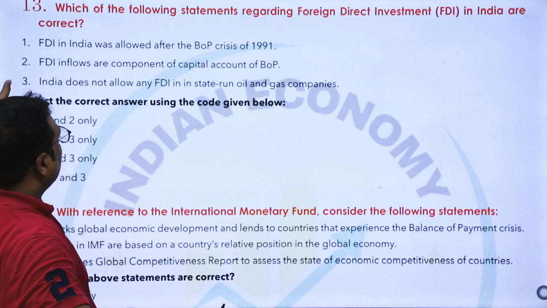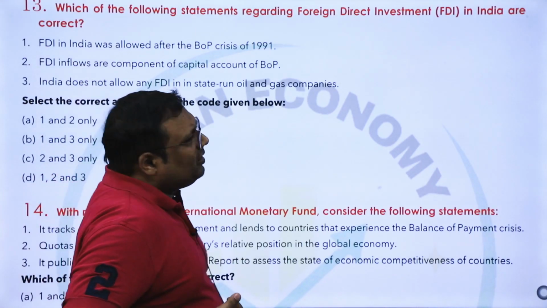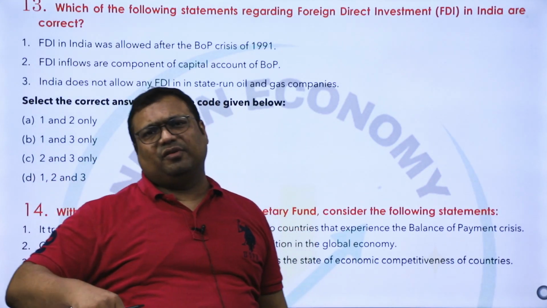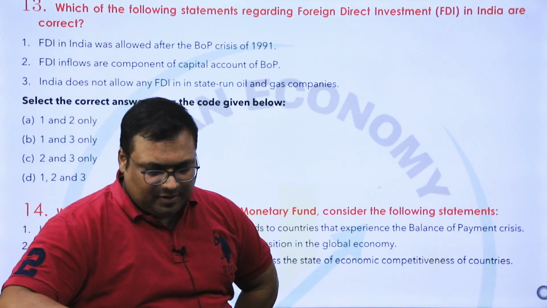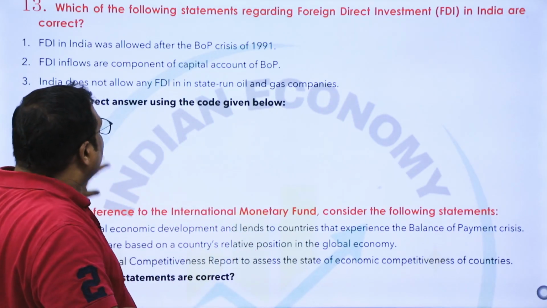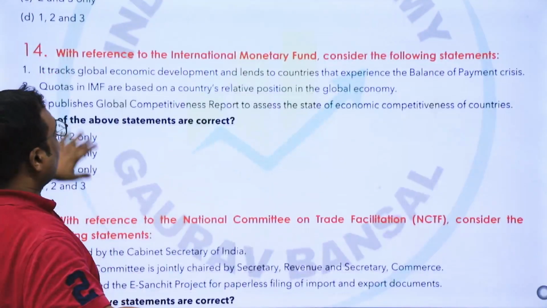This is wrong, because this has also been allowed. Now there can be FDI in state-run oil and gas companies, and in fact there has been investment in ONGC and some of the other government companies. So we have 49% FDI permission. So the third statement is wrong, 1 and 2 are correct.